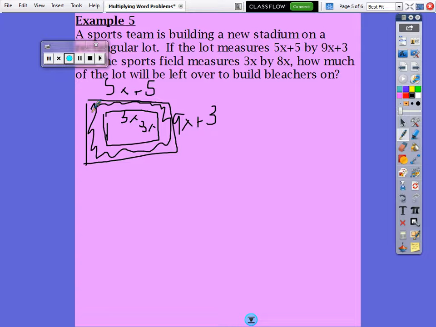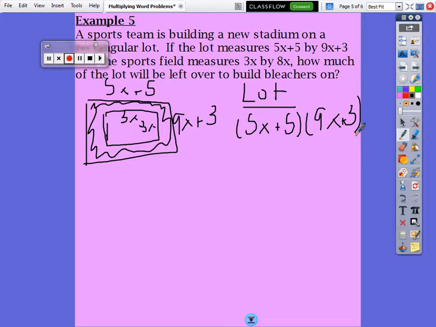So in order to do this problem, this is similar to problem number 2. I'm going to have to find the area of my lot. So to find the area of my lot, I'm going to multiply length times width. So I multiply 5x plus 5 times 9x plus 3. In order to multiply these, I'm going to have to use the box because I'm multiplying 2 terms by 2 terms. So I'm going to draw my square that's 2 by 2.